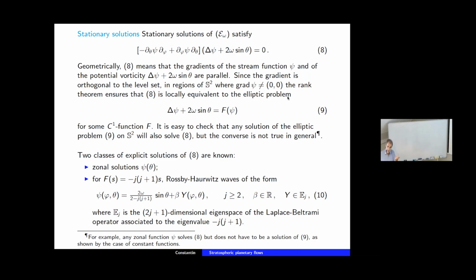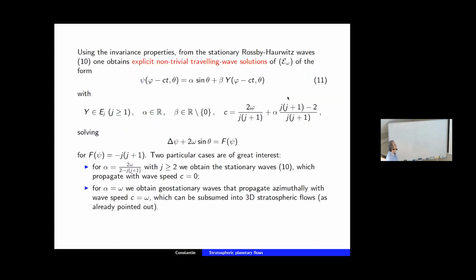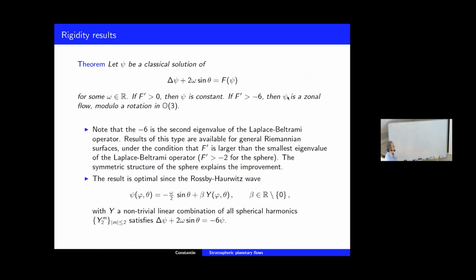And when this is not zonal, they are not zonal. So these are large waves that are observed in the atmosphere, and it's the stability of these things that we are interested in. And from this, you can construct traveling wave solutions by the thing that I've been saying. Now, I'm going to discuss 2 results.